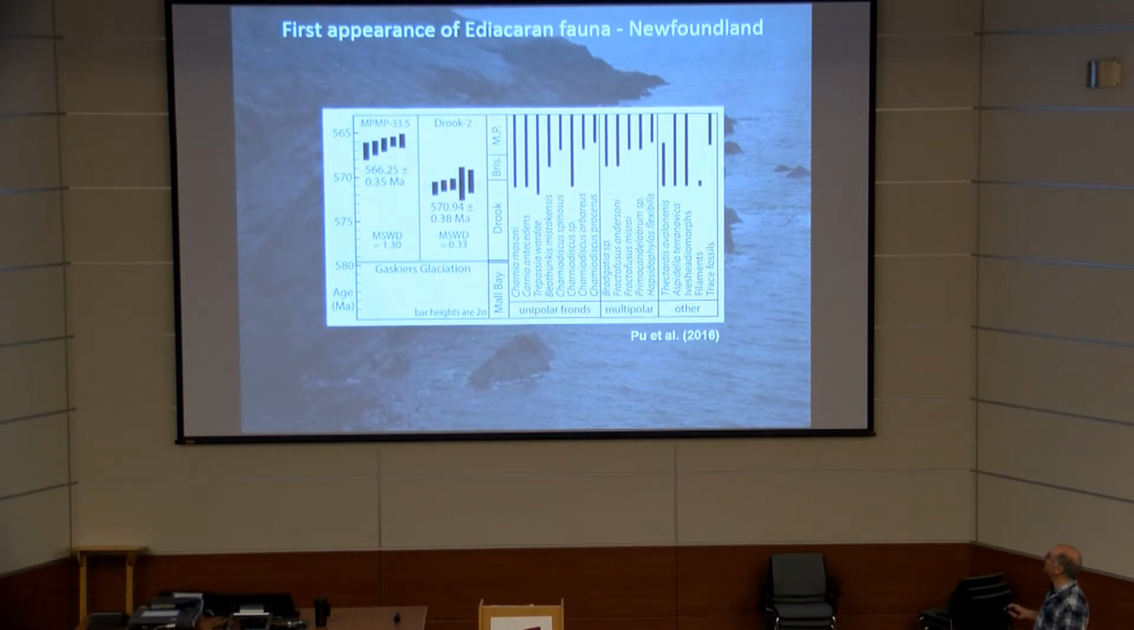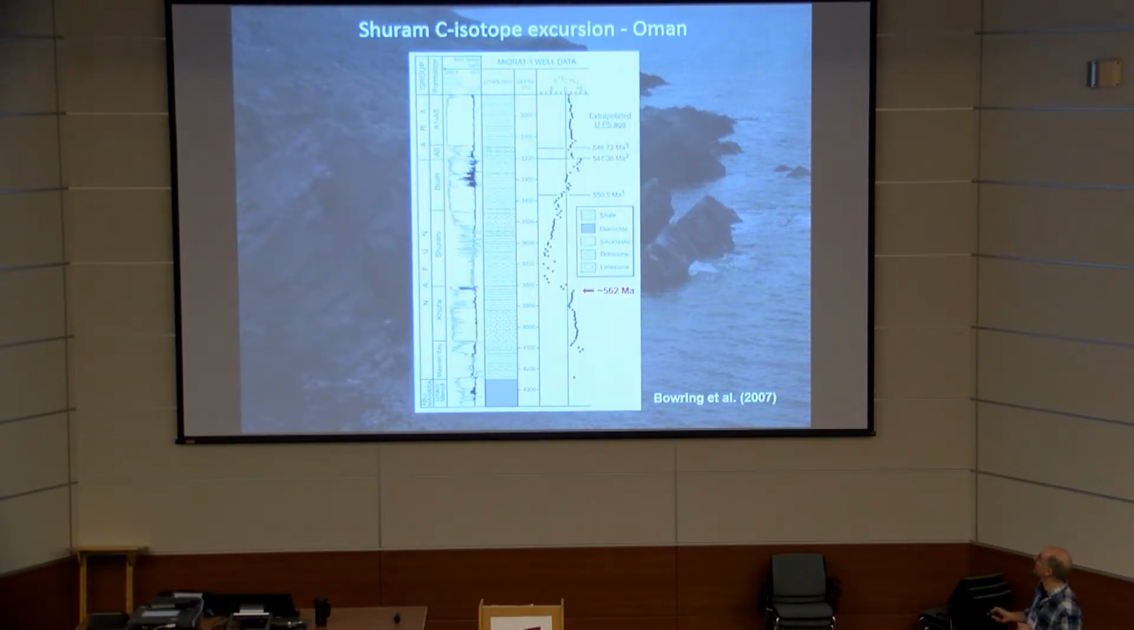Now, as has been discussed before, there is a strong taphonomic control on fossil preservation in these sections. Just because they show up here doesn't mean that Ediacarans didn't exist before that, or even before the Gaskiers glaciation. And because the Gaskiers was so short-lived, it is unlikely to have had any significant effect on the evolution of life. So that was the main conclusion of our study.